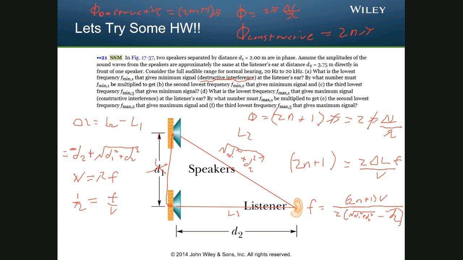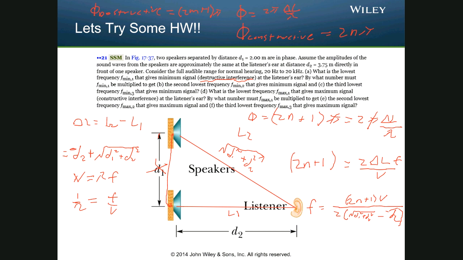And you can plug in your velocity for the speed of sound. You have d1s and d2s here. It's just a little bit inconvenient. And then you get your 2. So you can calculate from the given information this frequency. And then for parts B and C, you just look at this for n equals 1 and n equals 2. And then you've got your 3 lowest frequencies for destructive interference.